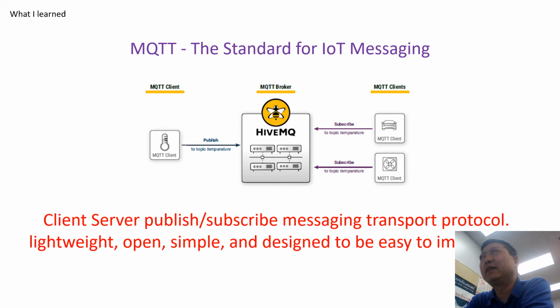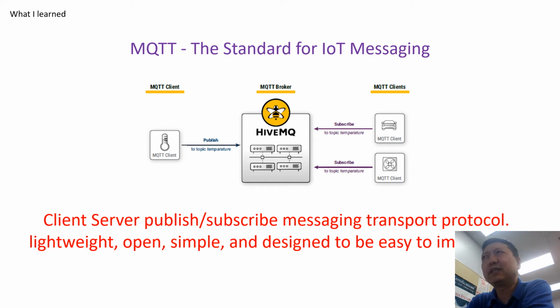We learned about the MQTT IoT protocol and how it works. MQTT is a client-server publish-subscribe messaging transport protocol. As you can see in the image, there is an MQTT broker which enables communication between two types of clients, named publishers and subscribers, through an internet connection on a local network.